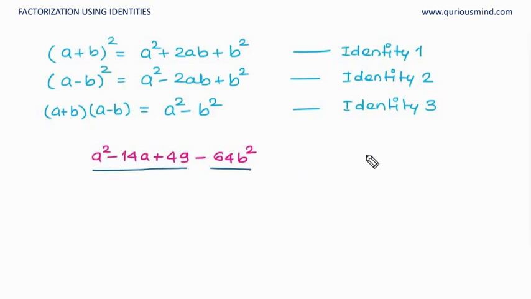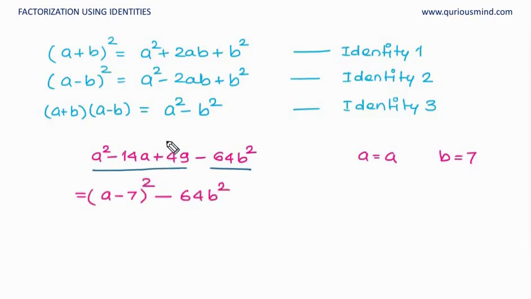A is A. So in my case, A is going to be A. B is square root of, so here it's 49. So square root of 49 is 7. So B is 7. Now if I use this, A into B is 7A. And 2 times that is 14A. And I see the middle term is 14A with a minus. So which means this is the second identity. So I'll just do this. It will be A minus B whole square minus 64B square.